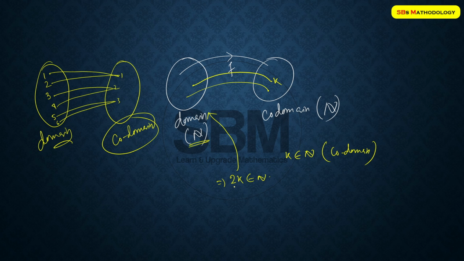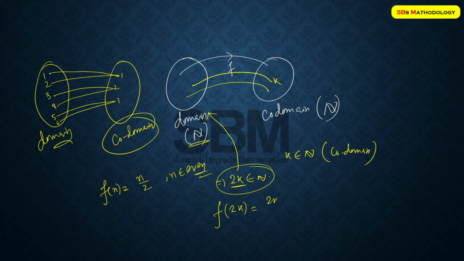What will that help us with? Any number in the form 2k is an even number, and our function says that f of n equals n by 2 when n is even. So as 2k is even, f of 2k gives 2k by 2, which is k, and that k is in our codomain. So for every k in the codomain, there exists a point 2k in the domain, which means every point of the codomain has a preimage.